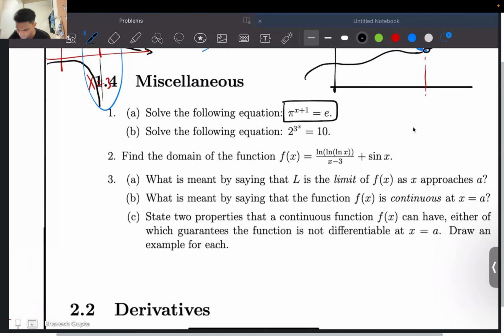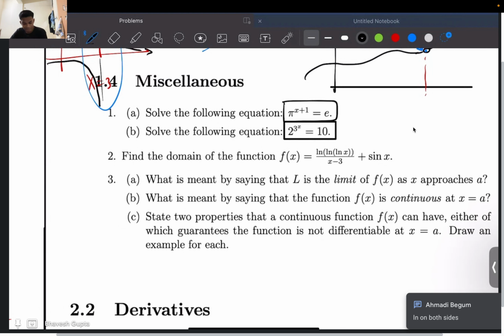How will you solve this? That is an interesting problem. How will you solve this? That is also an interesting problem. And the second question they ask: find the domain of the function.